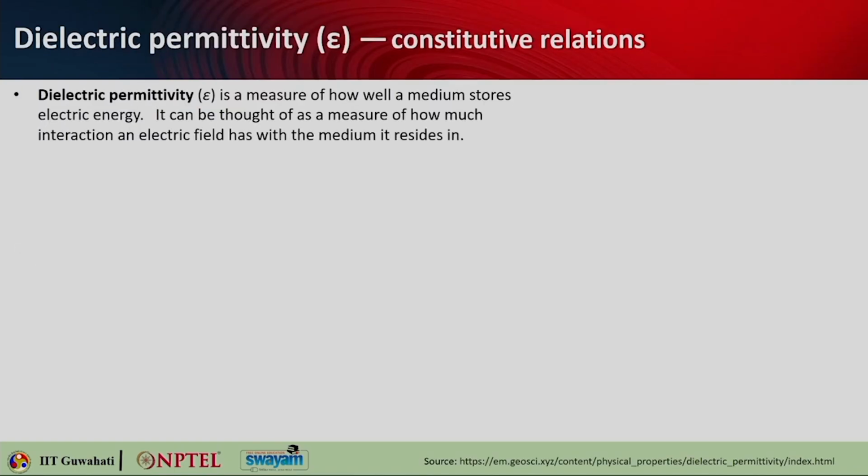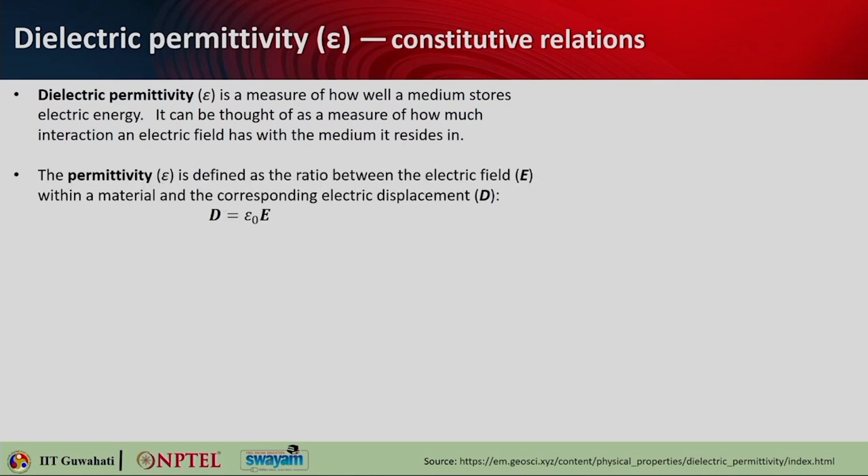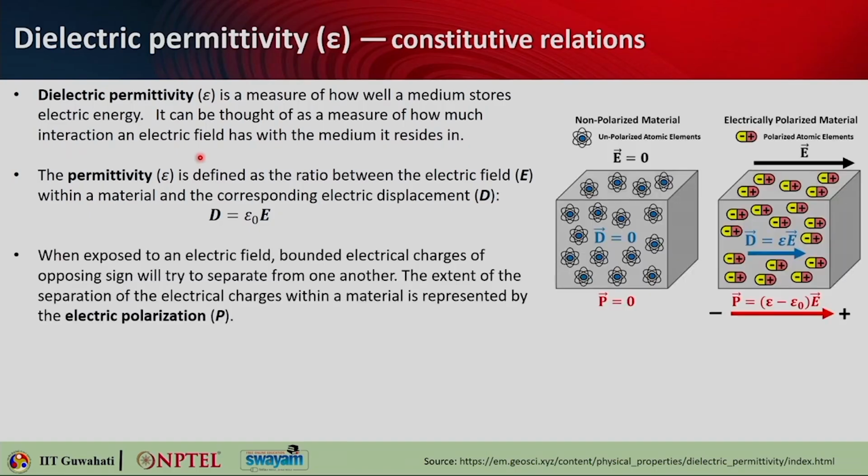Now let us slightly go into the details. We have seen this a couple of times, but just to give you a quick recap, permittivity epsilon is basically the ratio of the displacement field over the applied electric field, right? And it tells us how much interaction an electric field has with the medium it resides in. So this is a particular diagram. I have shown this before as well.